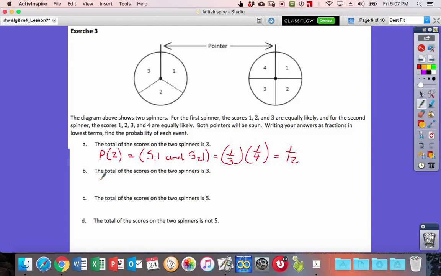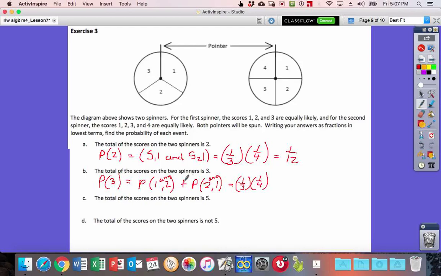To make that happen, so my total is 3. Okay, I'd have to have a 1 on the first one and a 2 on the other one. That would work. Plus, let's see, I could have a probability of 2 on the first one and a 1 on the second one. And that's it. So these are and statements. Both of these have to be true. So I'm going to multiply 1/3 times 1/4.